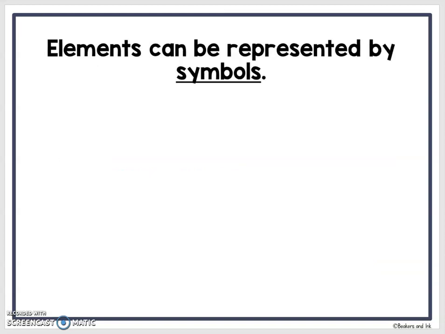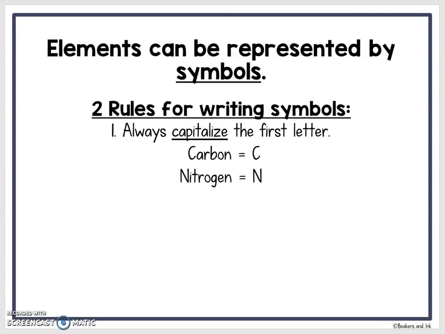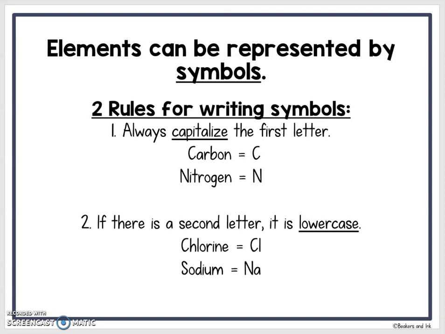Elements can be represented by their symbols. There are 2 rules that you always have to follow when you're writing these symbols. Number 1, always capitalize the first letter. So for elements like carbon and nitrogen, where they only use one letter, it's just a capital C and a capital N. The second rule is, if there is a second letter, it has to be lowercase. So for elements like chlorine and sodium that do have that second letter, you can see that it's lowercase. Chlorine is capital C, lowercase l. Sodium is capital N, lowercase a.